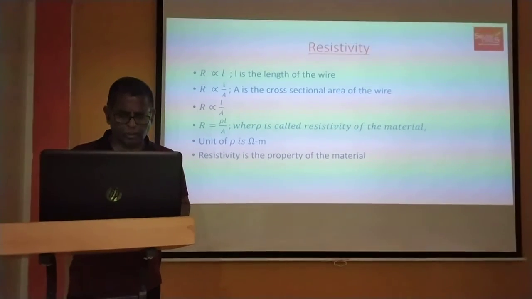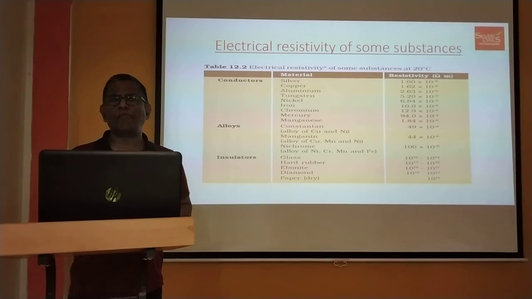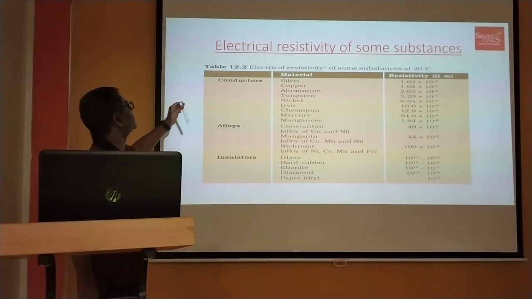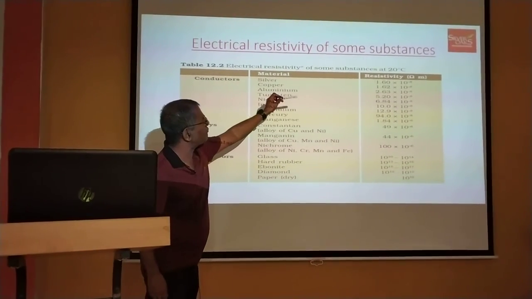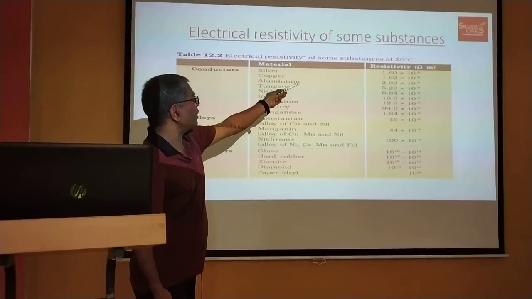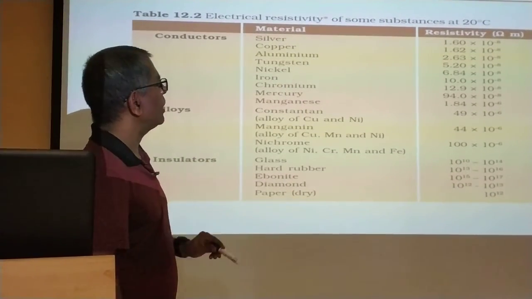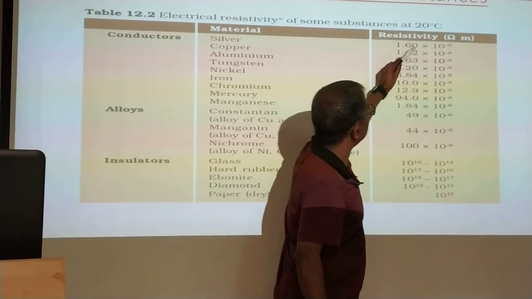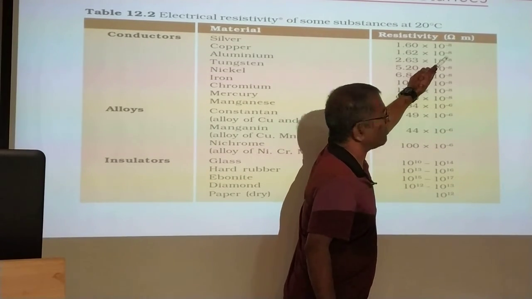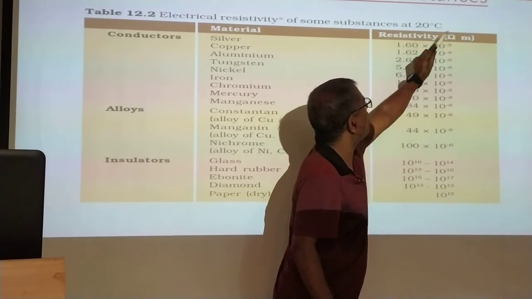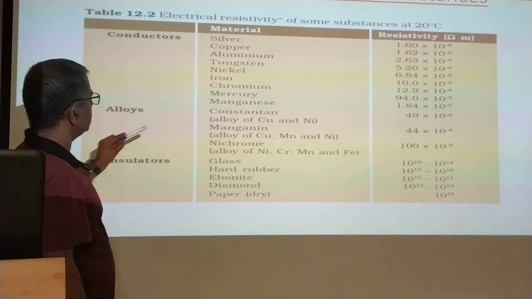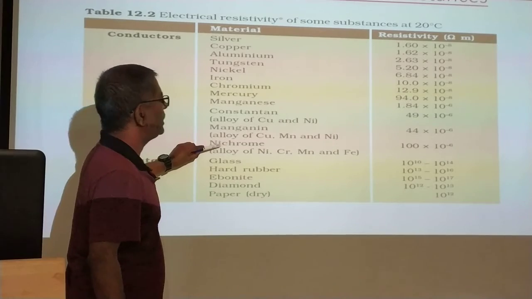Now I'll show you a table of electrical resistivity of different materials. If you see the conductors, they have very low resistivity because they are good conductors. You see the copper, 1.62 multiplied by 10 to the power minus 8 ohm meter. Now we use the nichrome wire, which is an alloy.